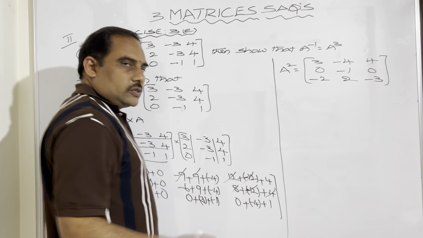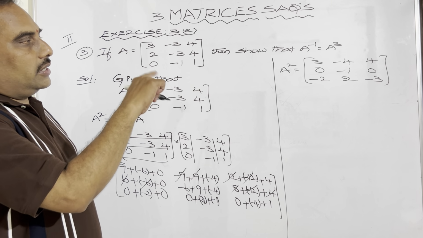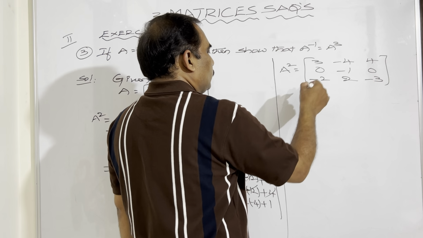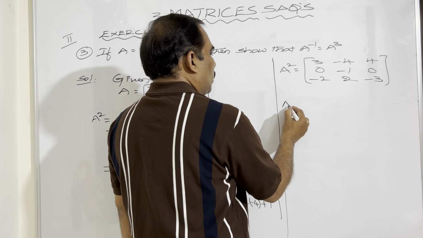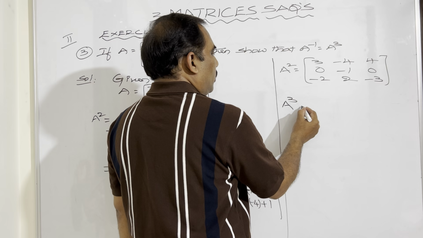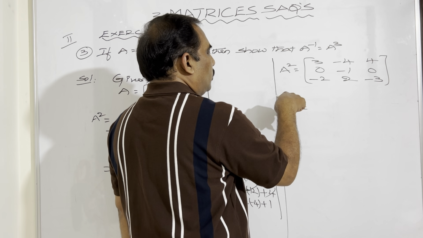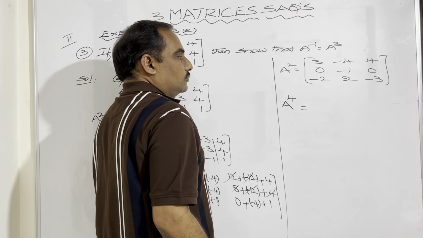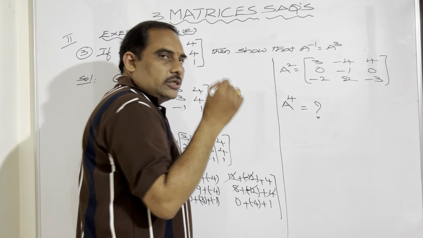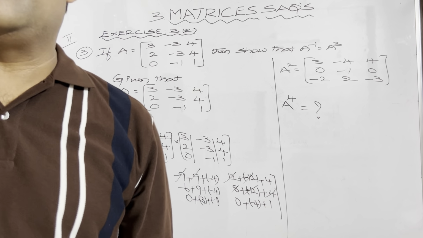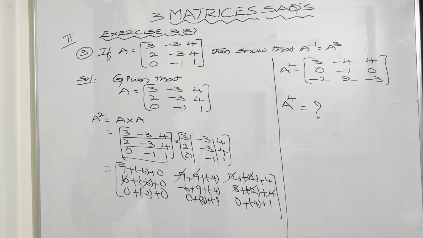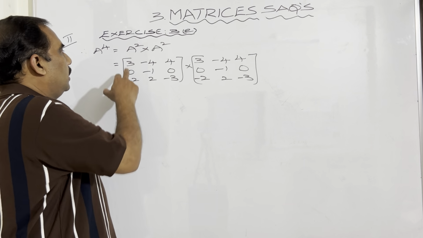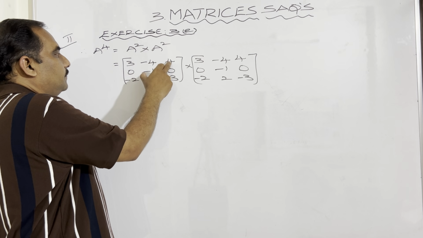So we have simplified A square. What we have to show is that A inverse is equal to A cube, but here we have A square. Now we have to find A cube. To find A cube, what I am doing is finding A power 4. First we have to find A power 4, and as per that we get A cube also. So A square we already have: 3, minus 4, 4.